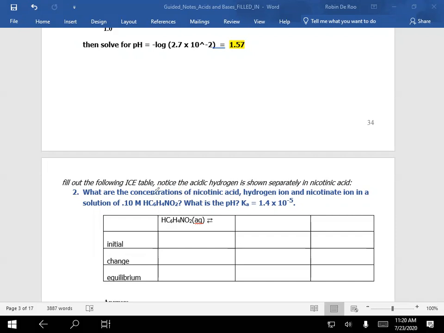So you need to recognize that this acid is not on your list of strong acids. Therefore, you need to make an ICE table. So start with the formula of the weak acid, and notice that typically we put the acidic hydrogen first. This is the acidic hydrogen, and these other hydrogens are not acidic.